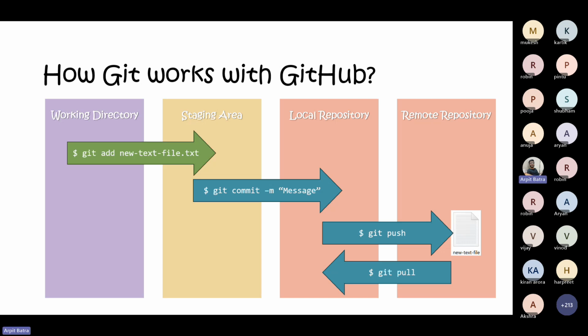Then we have merge conflicts. When two branches modify the same line in a file differently, Git cannot automatically merge them, resulting in a merge conflict. Conflicts must be resolved manually before completing the merge.